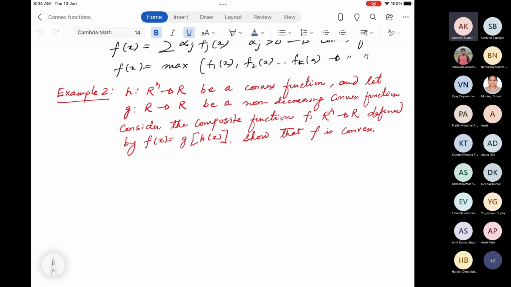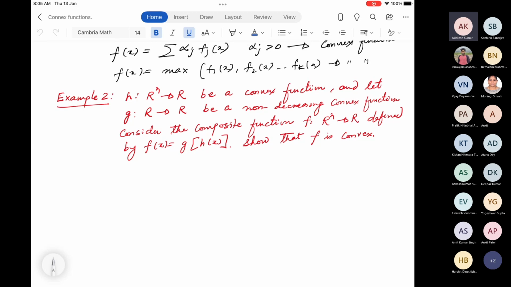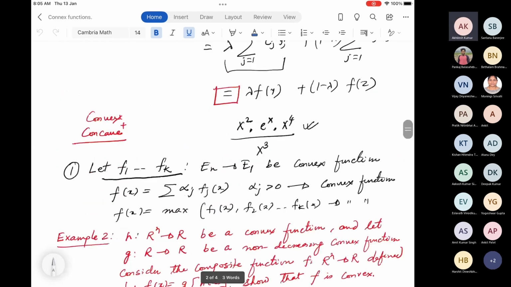Okay, so we stopped last class on this example that there is a convex function from n dimension to 1, and there is another non-decreasing convex function in 1 dimension to 1 dimension. And we were considering this composite function f, which is g of h(x), and we want to show that f is convex.